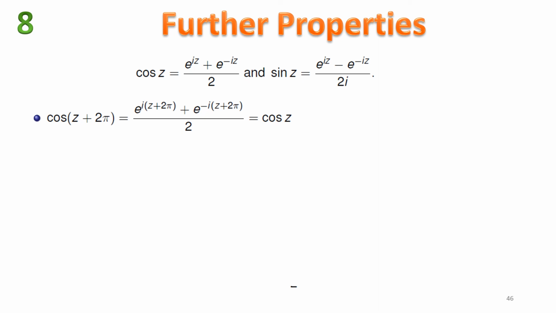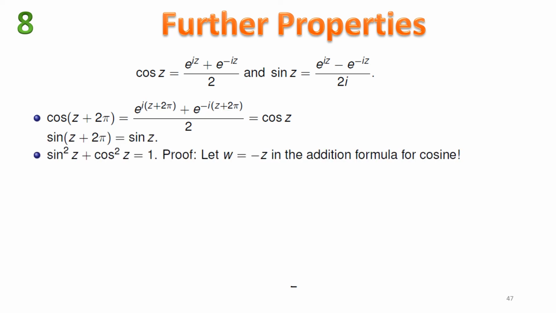Now cos of z we have a definition, and sine of z we have a definition. So cos of (z plus 2 pi), if we try to write, we have to replace z by z plus 2 pi at every possible place, and this is equal to cos of z because the cosine function has period 2 pi. Similarly, sine of (z plus 2 pi) is equal to sine of z, and then we can again prove sine square z plus cos square z is equal to 1.